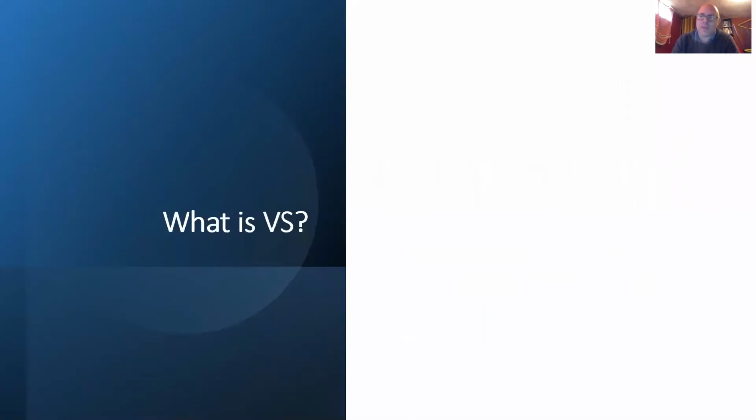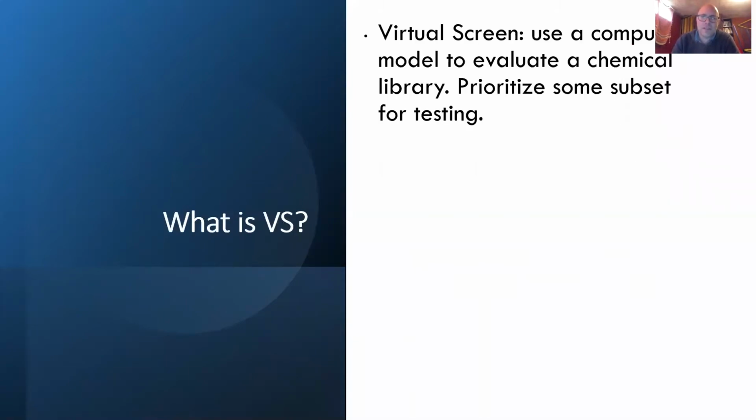So what is virtual screening? This is where we use a computer model of some type to evaluate all the molecules that we have access to. This is a chemical library. And we try to prioritize some subset that we think have the highest potential for activity.